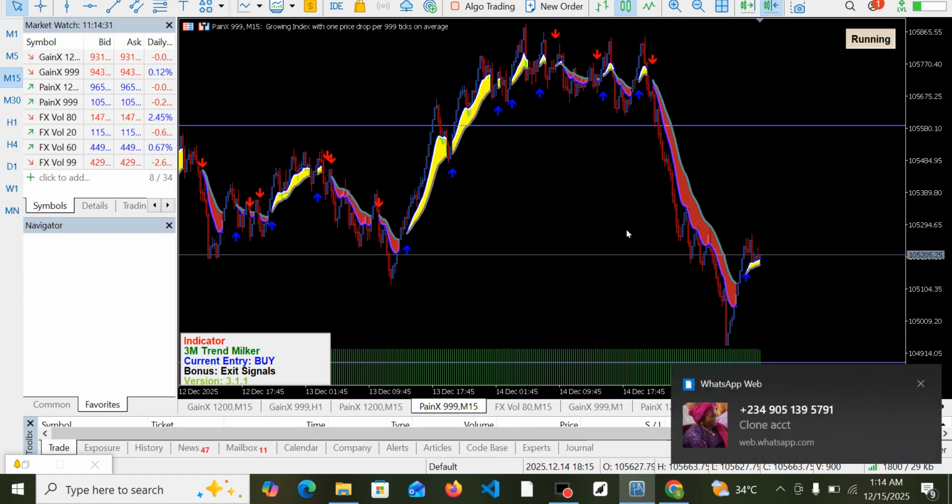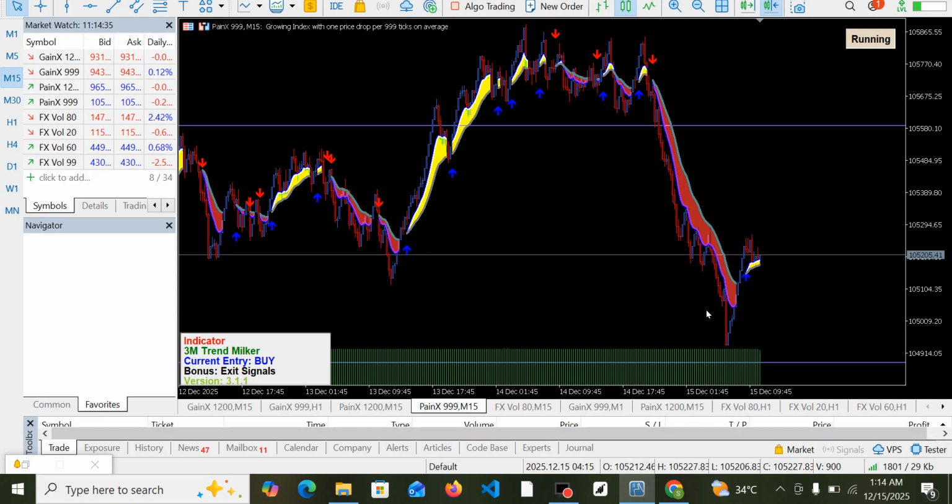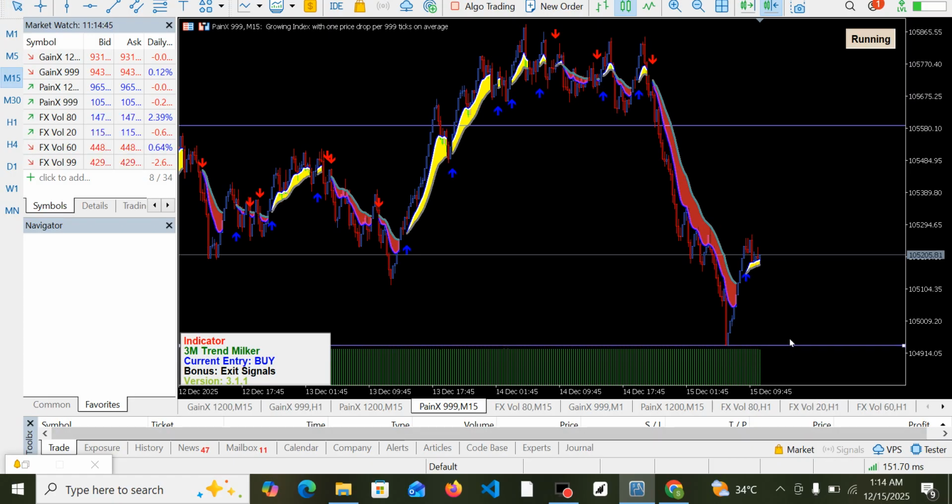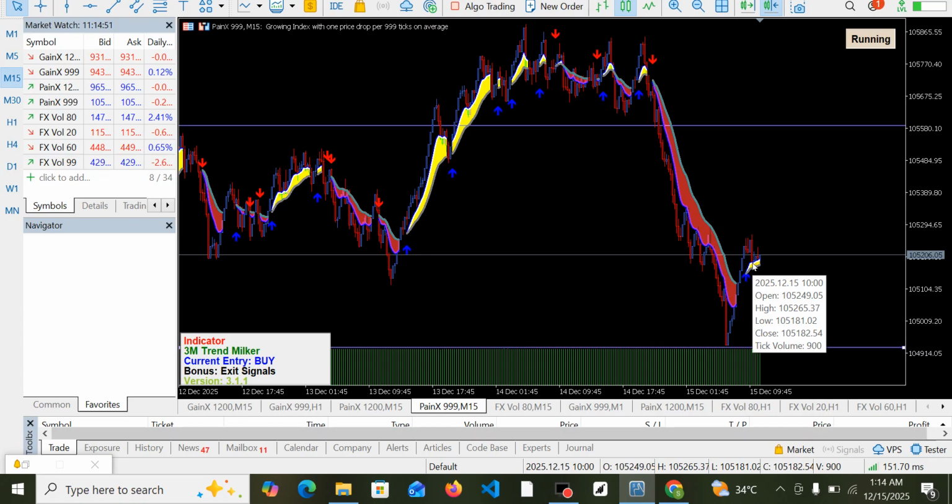Now let's check out Paynex 999. For Paynex 999, this actually gave us an option right from this support region. So if you are having this trading tool, I expect you to be in the trade because it has given us a buy signal, an uptrend signal also.